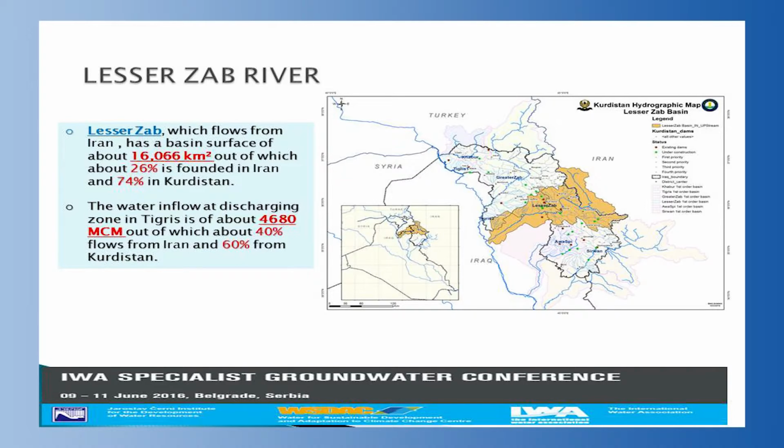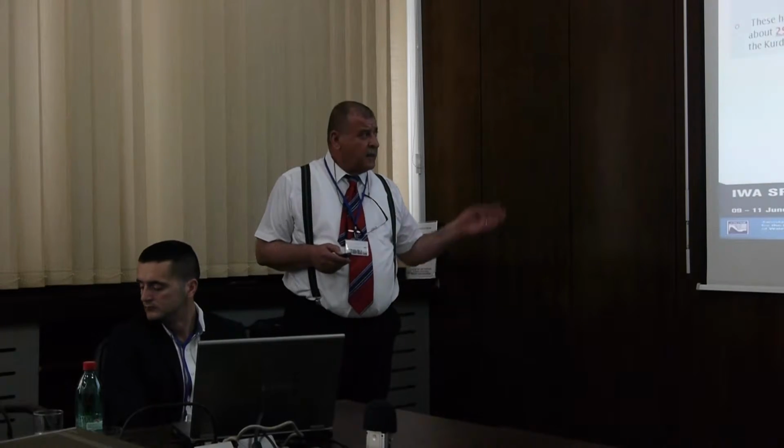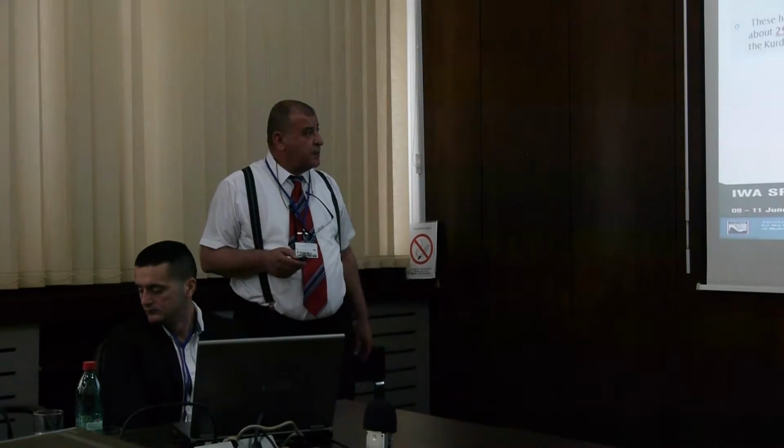Lesser Zab covers an area of 16,066 square kilometers. 26% of this area lies in Iran, and the annual discharge is 4,680 million cubic meters. Then we have two small rivers. The catchment area lies totally in Kurdistan region, or in Iraq, and they cover an area of 4,935 square kilometers, and the annual discharge is 297 million cubic meters. These two rivers are almost dry 9 months a year, and only 3 months you have a flow in them.